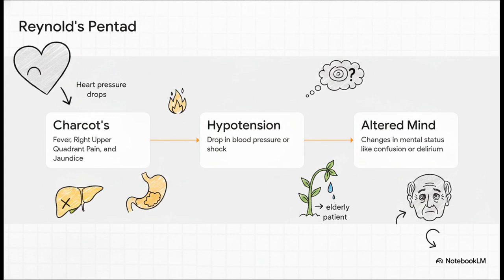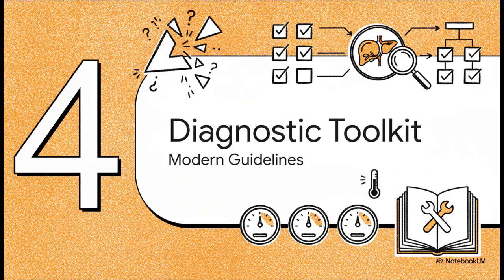That altered mental status, that was a massive clue for our elderly patient. You know, in older adults, delirium can completely overshadow any localized abdominal pain. Part 4, the diagnostic toolkit. Since those classic triads often let us down, modern medicine leans on standardized frameworks to catch this stuff early.